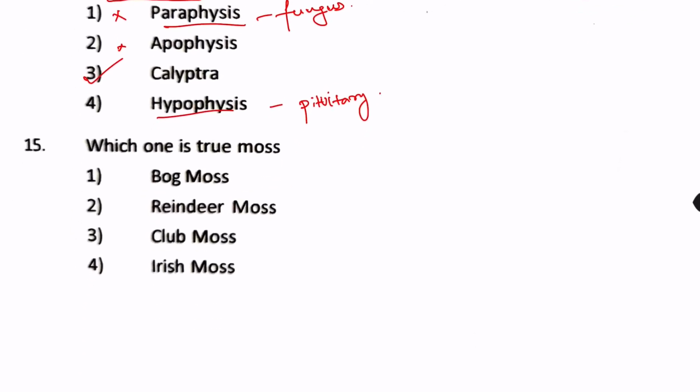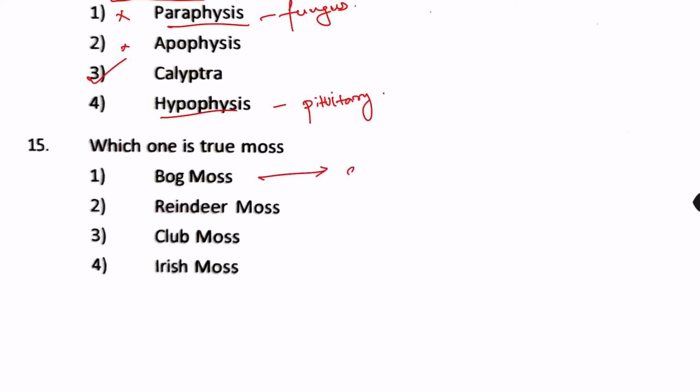Next question: which one is a true moss? Is it bog moss? Is it reindeer moss? Is it club moss? Is it Irish moss? Let us know what all these mosses mean. First, what is bog moss? It is another name of sphagnum. Also, there is another name of sphagnum, the peat moss.